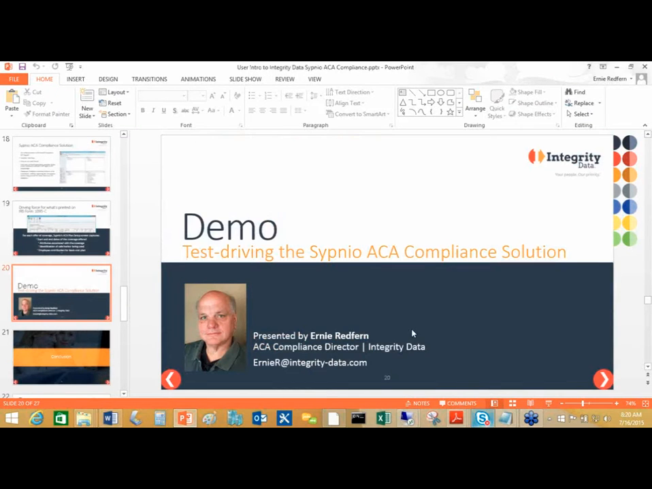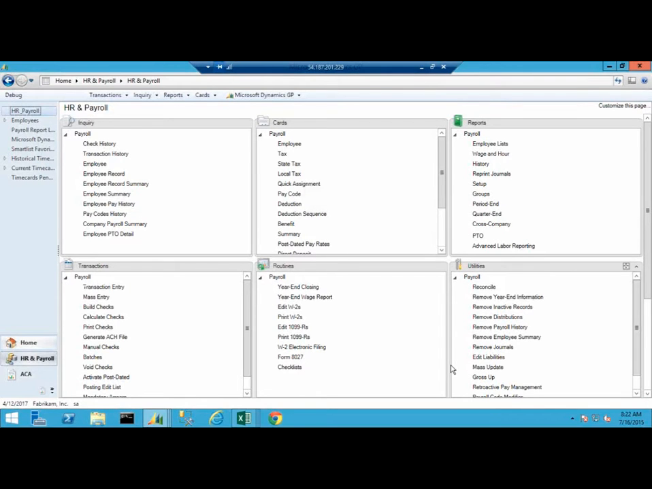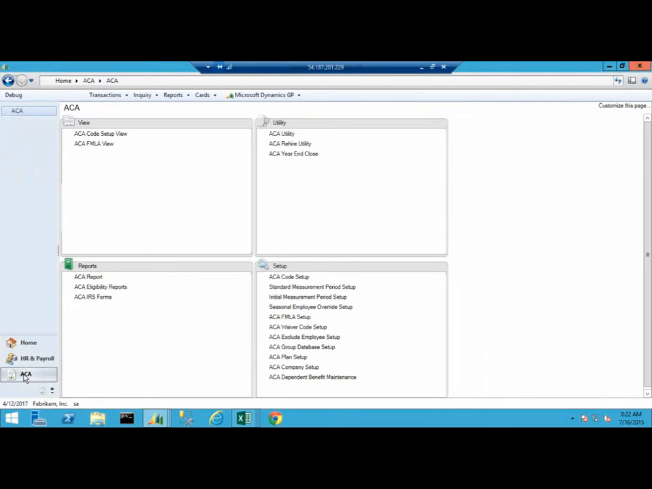Let's go ahead and go on to the system now. When you come into our system, this is the payroll. This is GP 2013 R2, whether it be 2015 or whatever, it looks the same. In the navigation pane, we create this called the ACA. In here, this is our system.